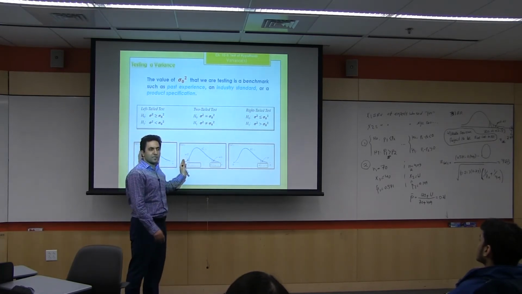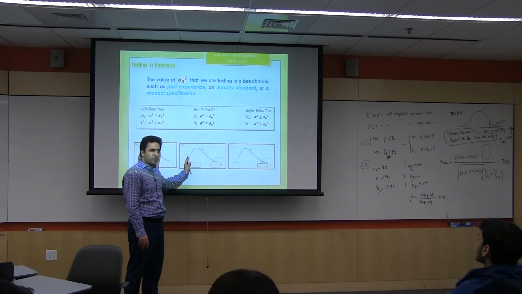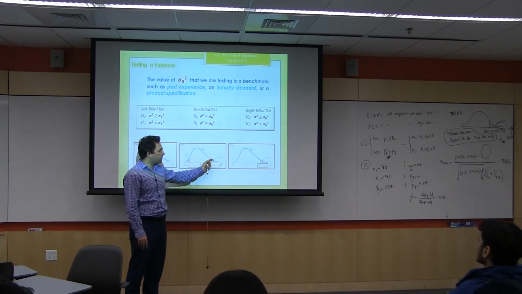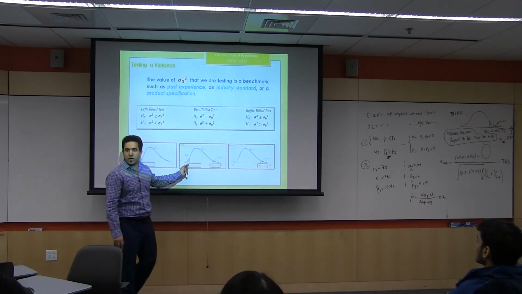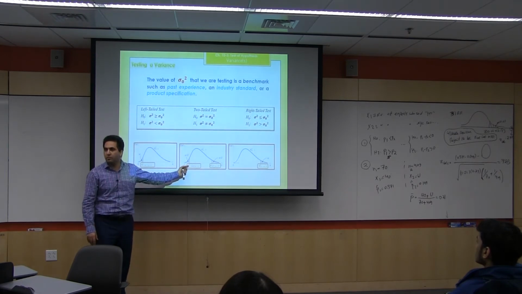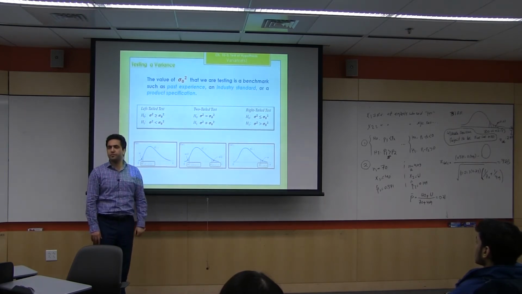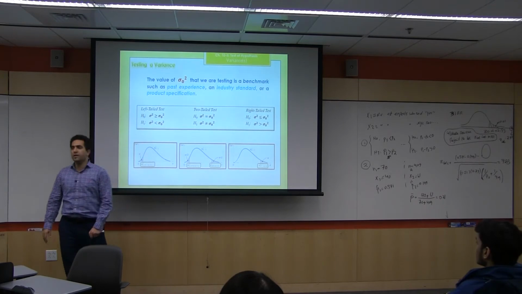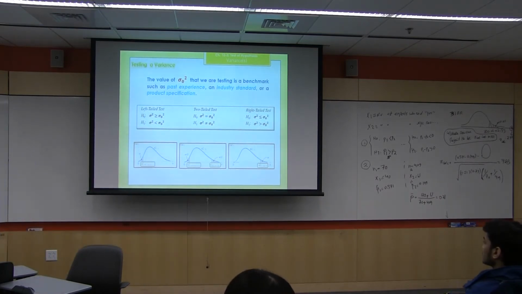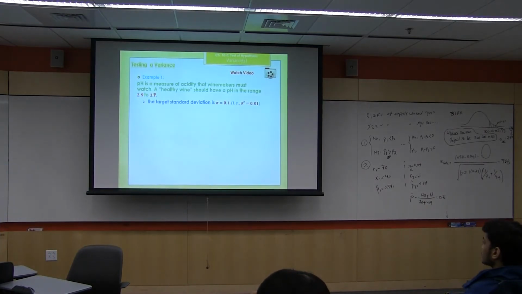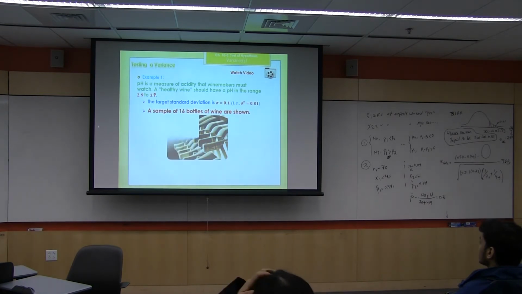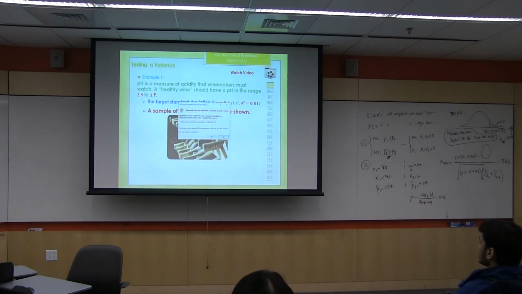For a two-tail test, pretty easy: half of alpha here, and half of alpha to the left. This is chi-square of alpha over 2, and this is chi-square of 1 minus alpha over 2. This is how we form the rejection region for testing a variance. So, before running this, I'm going to show you a video, and I just want you to memorize the numbers.